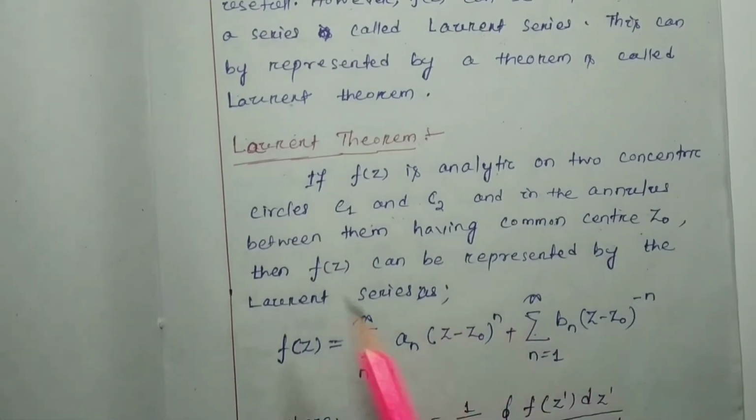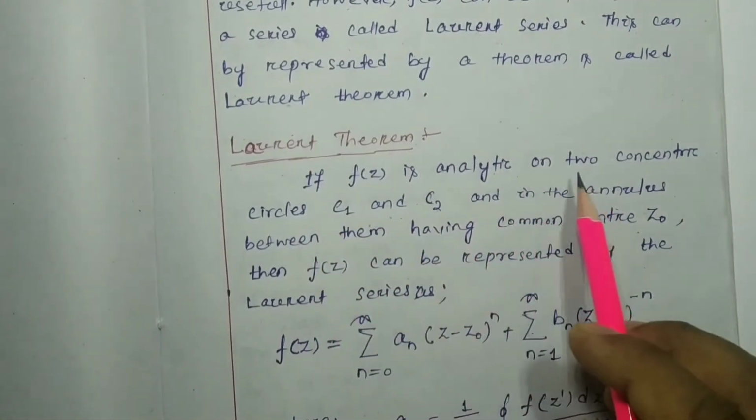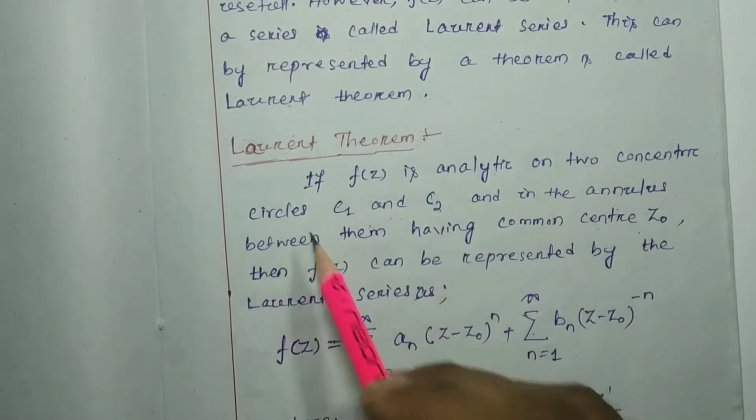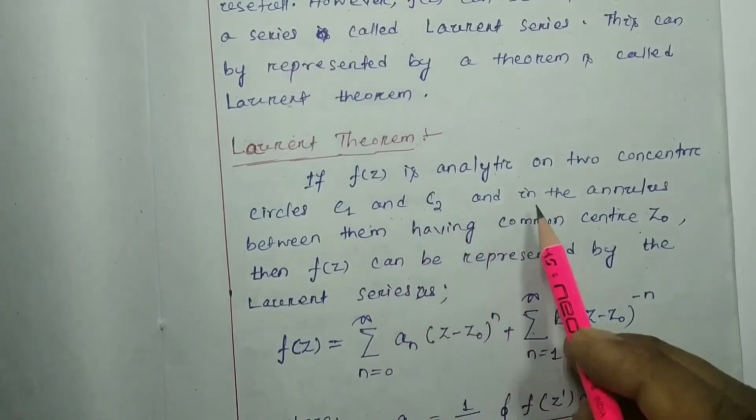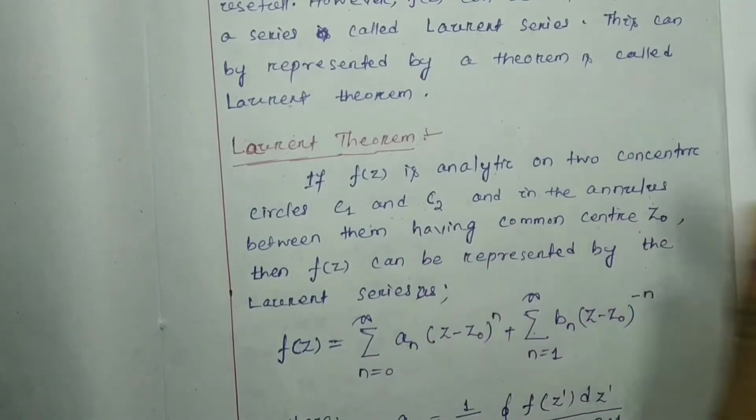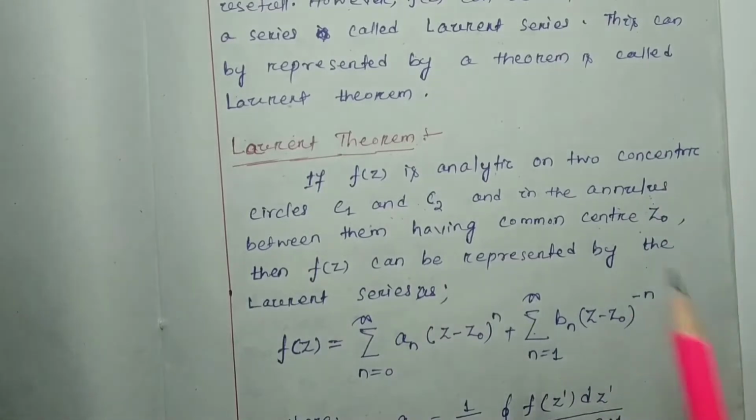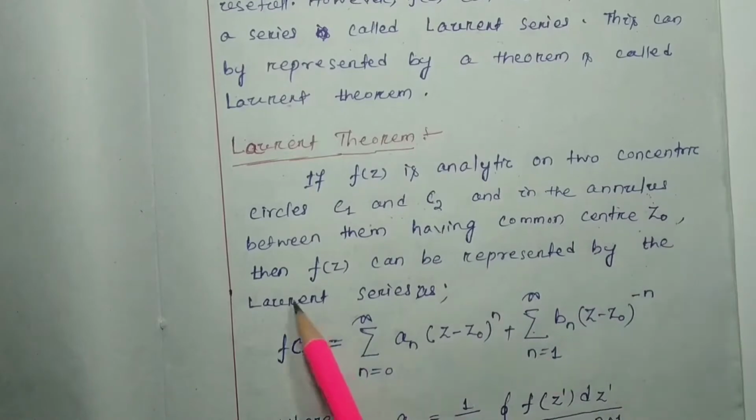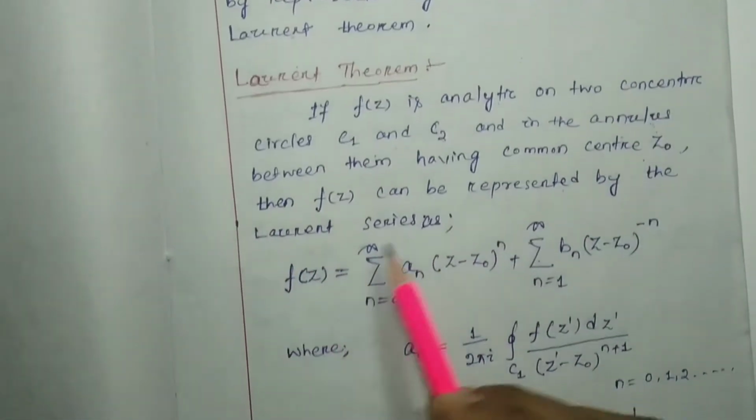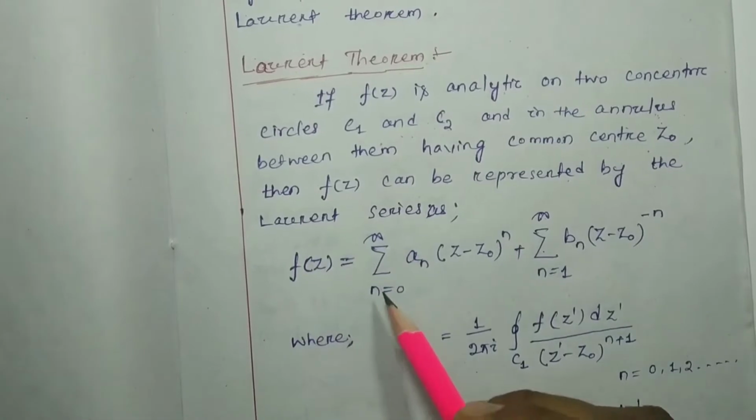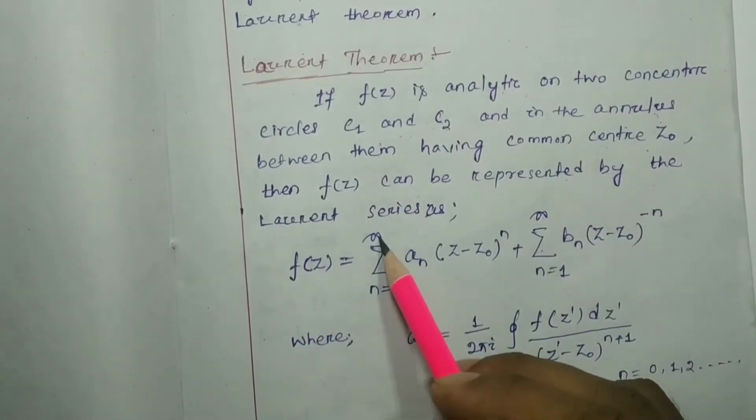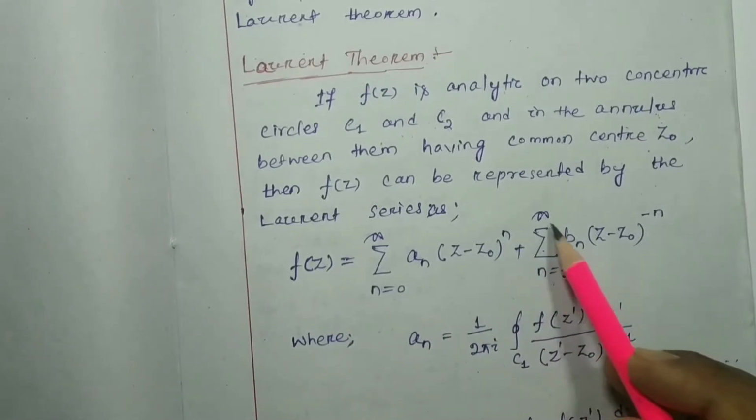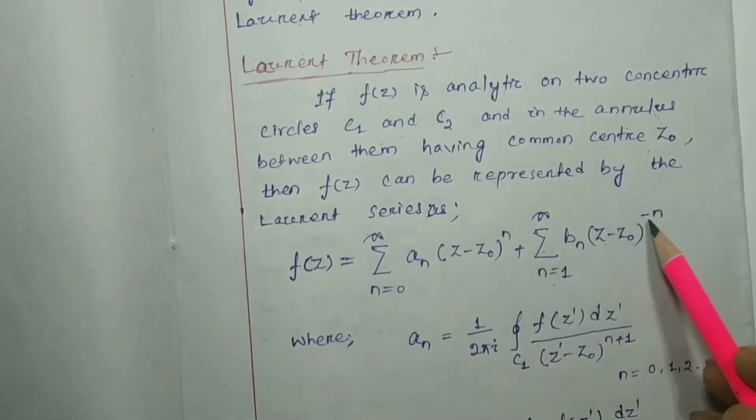Laurent theorem. If f(z) is analytic on two concentric circles C1 and C2, and in the annulus between them having common center z0 (I am going to explain what annulus means), then f(z) can be represented by the Laurent series, that is f(z) equal to summation over n equal to 0 to infinity a_n (z minus z0) to the power n plus summation over n equal to 1 to infinity b_n (z minus z0) to the power minus n.